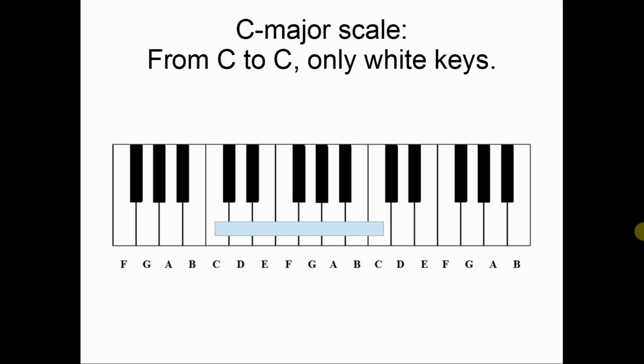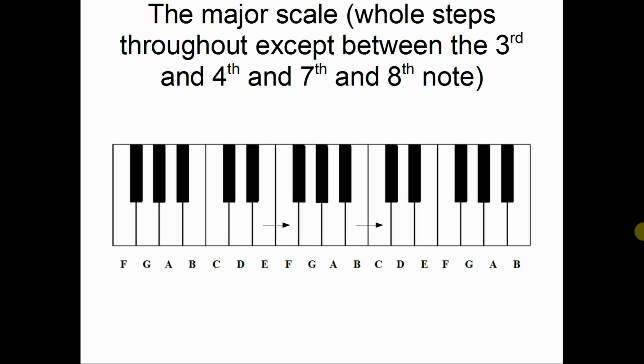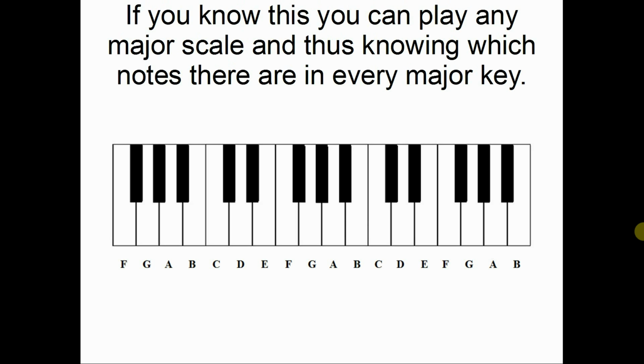Now, if we are in the key of C major, we only use the white keys. In a major scale, there are whole steps throughout, except between the third and the fourth note and between the seventh and the eighth note, where there is a half step. Like you see there between E and F, there is a half step, and between B and C is a half step. Otherwise, it's whole steps throughout. If we know this, we can play any major scale, because that applies to every major scale.